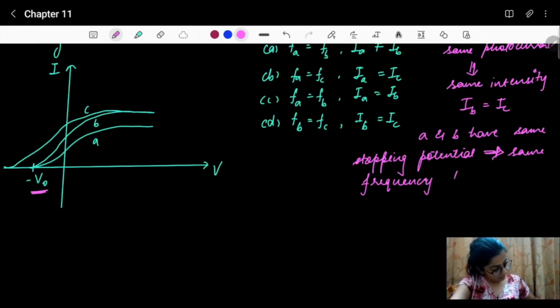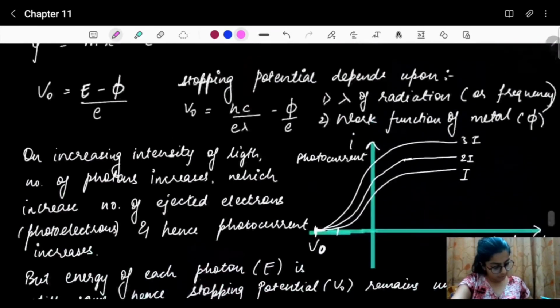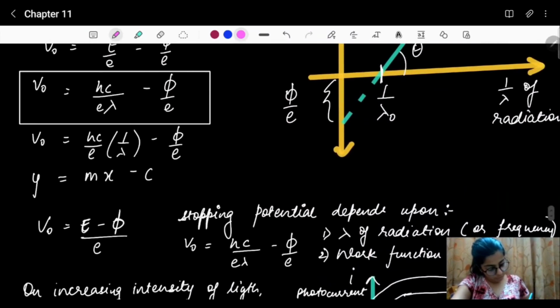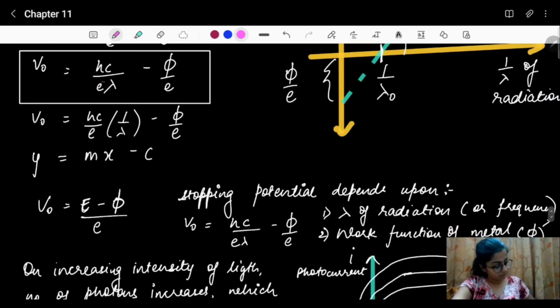That is FA will be equal to FB. See how V0 is equal to hc by e lambda. Instead of hc by lambda, can I write it as hf by e minus phi by e? So if V0 is the same, instead of hc by lambda, I will write V0 equals hf minus phi divided by e. Phi is fixed because the metal surfaces are the same.